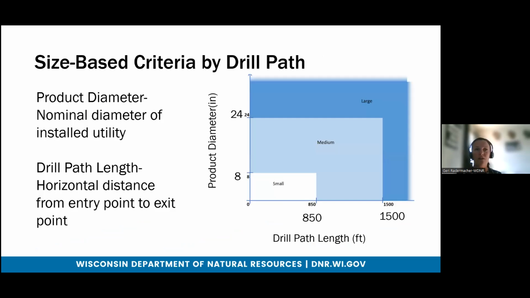The HDD tech standard utilizes size-based criteria per drill path. Larger product diameters and longer drill paths are going to have more fluid volume, higher pressure, and more surface area within the hole. Because of those factors, they're more likely to have a release. The whole point of the tech standard is to focus efforts on projects that are more likely to have a release, or project areas that have higher quality resources.